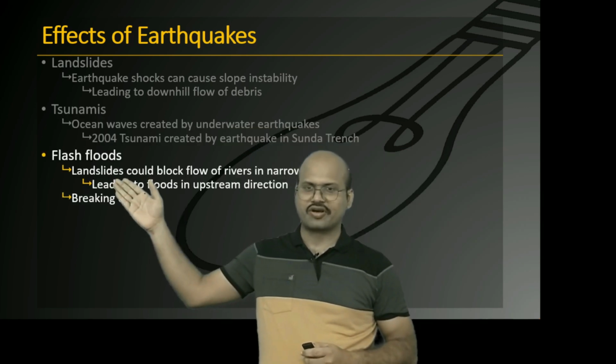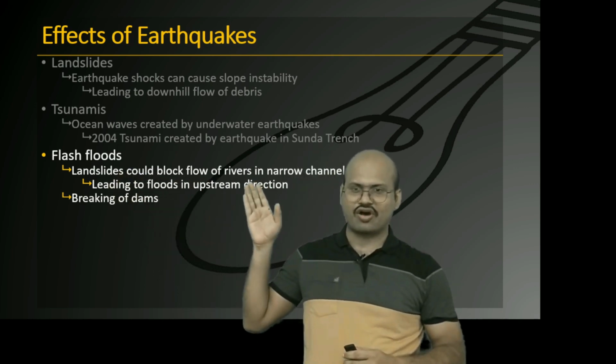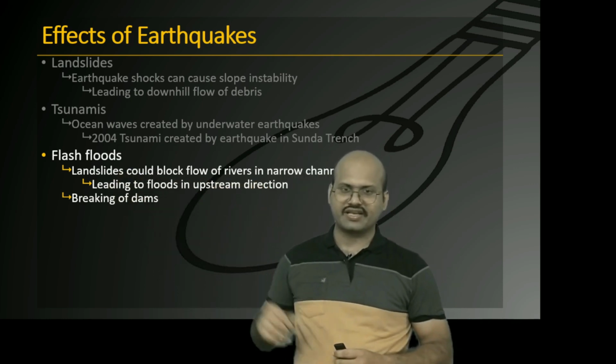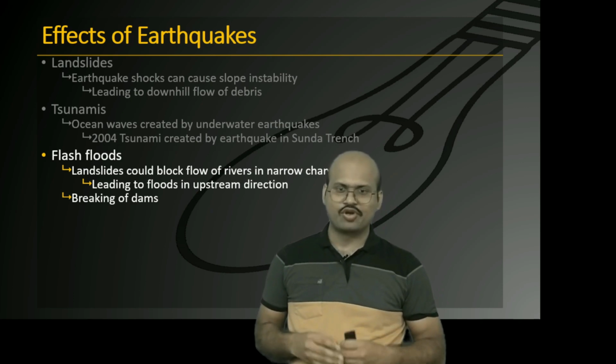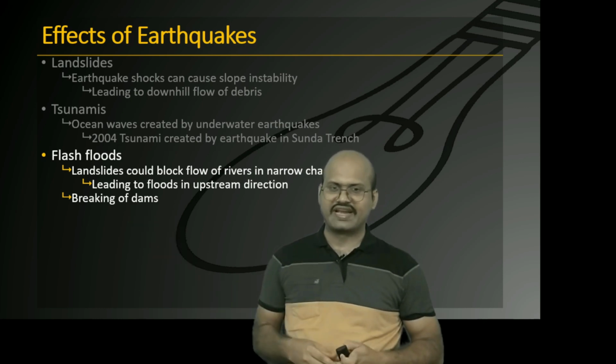Flash floods can occur because of earthquakes. The landslides can block the narrow channels of rivers, creating a natural dam. This dam blocks the flow of the river and creates a reservoir in the upstream direction, thus leading to flood in the upstream direction. Earthquakes can also cause breaking of dams.